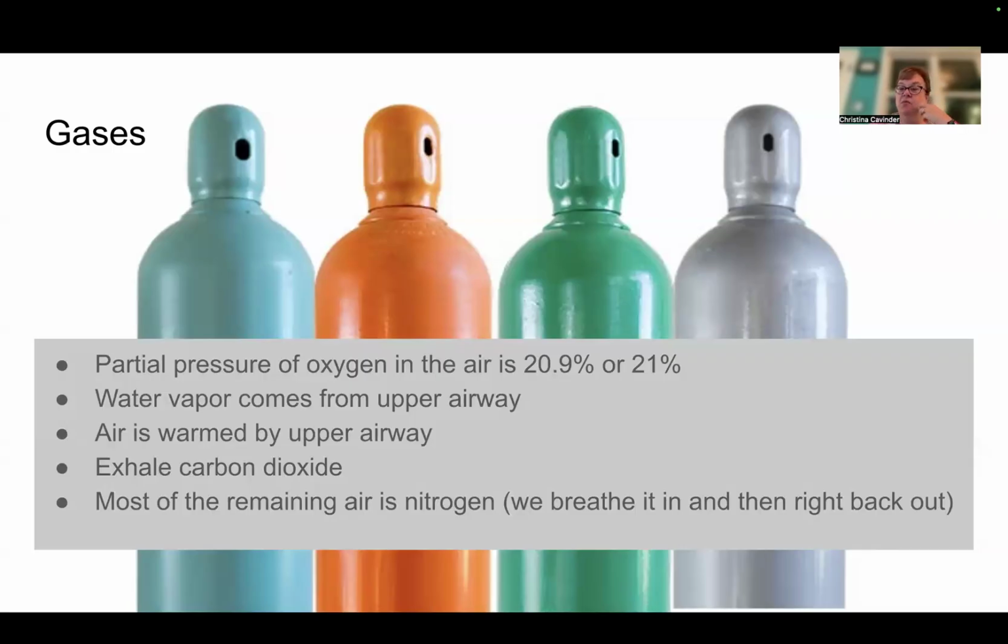So we want the air to be warm because it's going into your body. And if it's cold air going into your body, that makes you cold. You're internally putting something cold inside of you. So your body has to work extra hard to warm it up, uses more energy, which a sick patient may not have. We obviously exhale carbon dioxide. Most of the remaining air is nitrogen. For nitrogen, we just breathe it in and then we breathe it right back out. But nitrogen is what is most in the air.